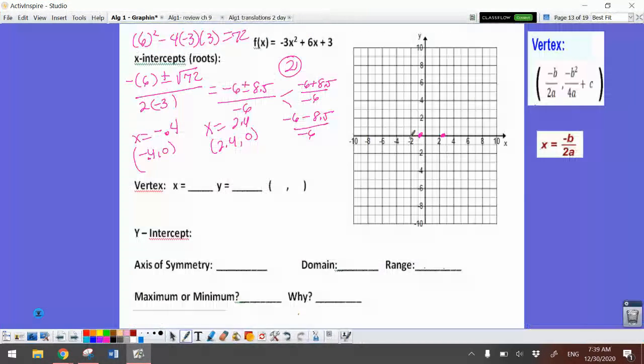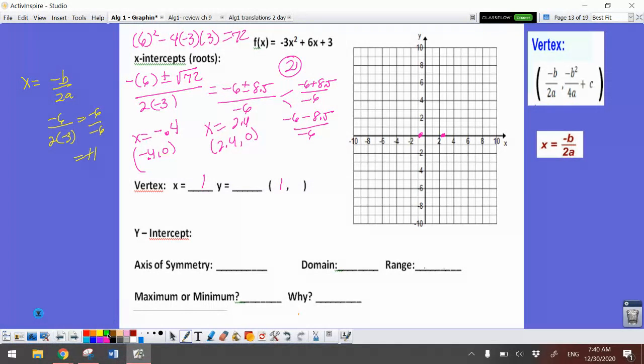Let's keep going by finding our vertex. So for the vertex, the x value is negative b over 2a. So negative b, that would be negative 6 over 2 times a negative 3. Well, negative 6 over negative 6 is going to give me a positive 1. So my vertex, the x value is 1. Okay, the x value is 1.